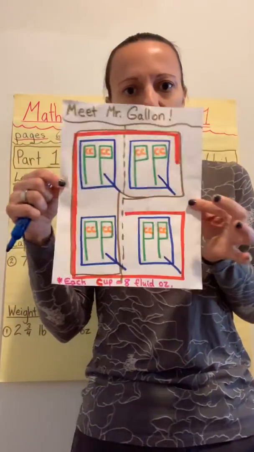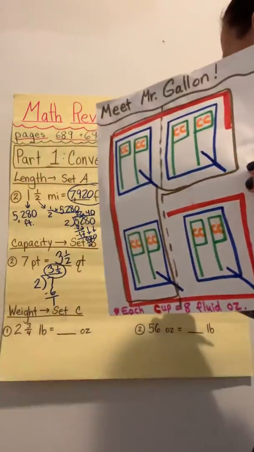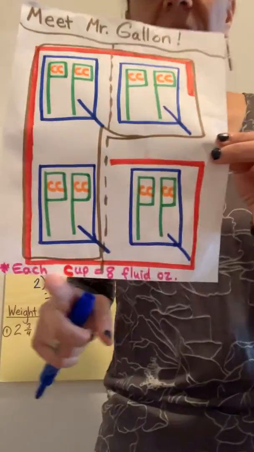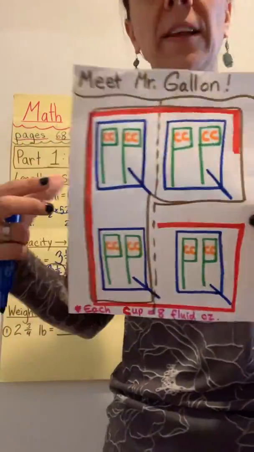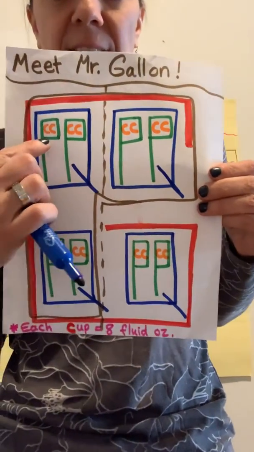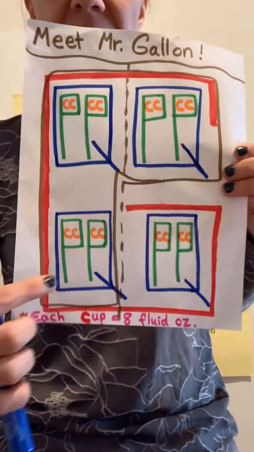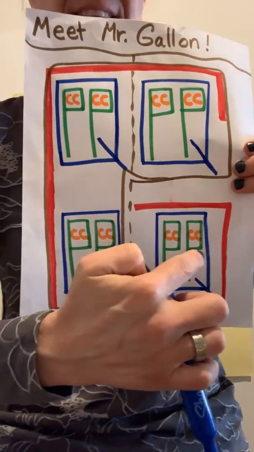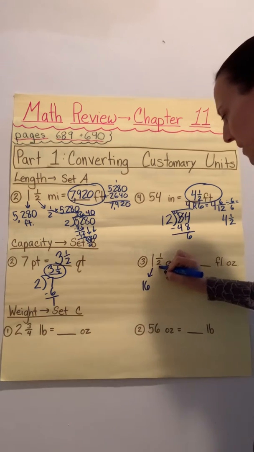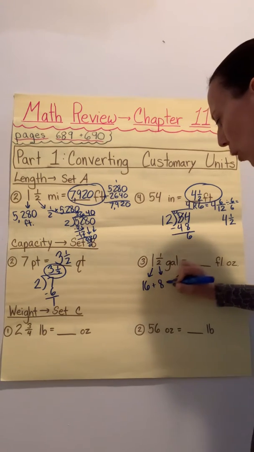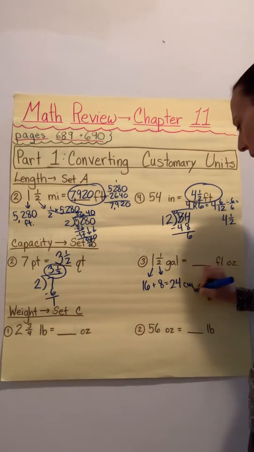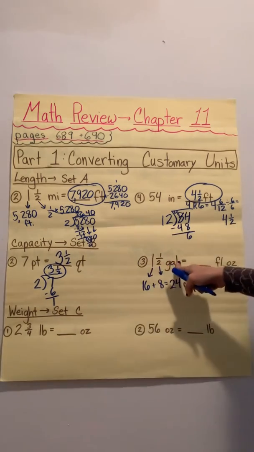I'm going to cut that a little bit short by using Mr. Gallon. I have 1.5 gallons. I want to know how many fluid ounces. I know there's 8 fluid ounces in a cup. So let me quickly figure out how many cups are there in 1.5 gallons. Here's 1 gallon, and I have 2, 4, 6, 8, 10, 12, 14, 16 cups. So if 1 gallon has 16 cups, half a gallon must have 8 more, because that 8 is half of 16. So I have 24 cups in my 1.5 gallons.